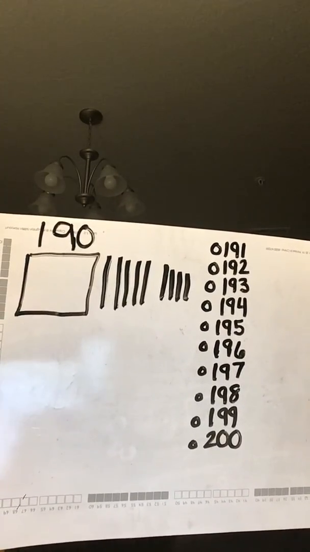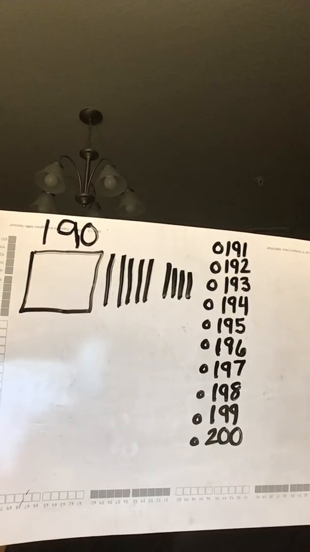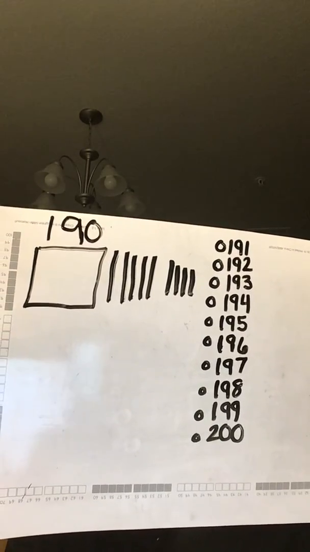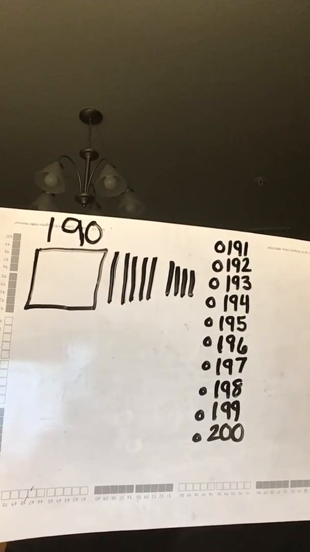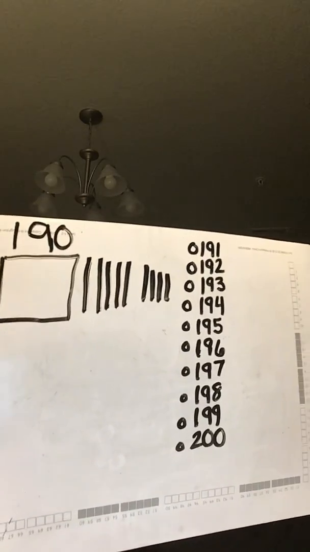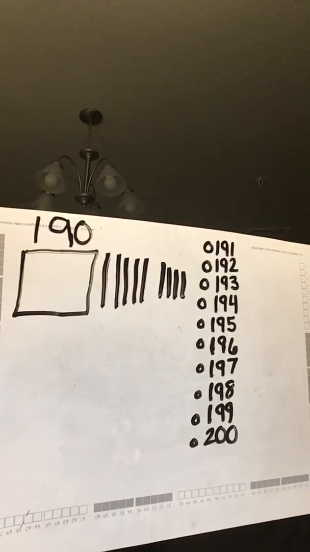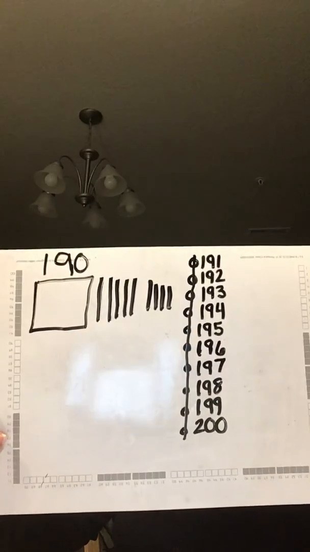Now what I'd like you to do is draw a line through the 10 circles to show that there are 10 ones that have been made into a new 10. We've also done something like this before. So you just draw your line through your 10 circles. It will look just like this.